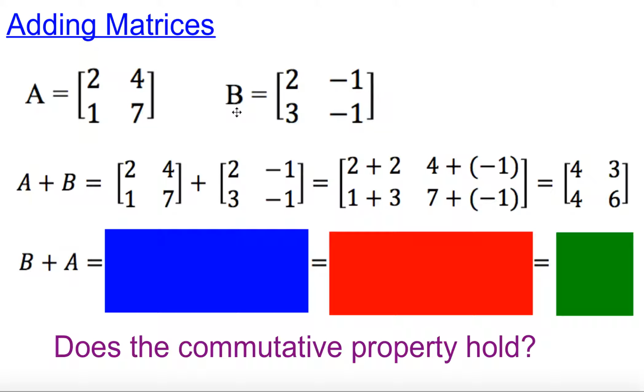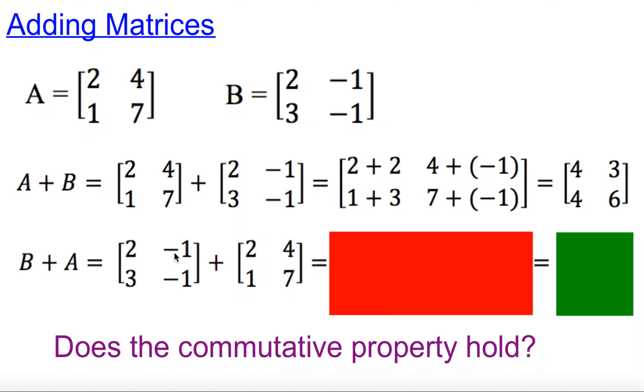So when we add these two matrices here, we actually get the matrix 4, 4, 3, 6. So we're going to try doing the opposite and do B plus A. We're going to reverse that and see if this is commutative. If it was commutative, we know that A plus B and B plus A will be equal. So we're hoping that underneath this green box is another 4, 4, 3, 6.